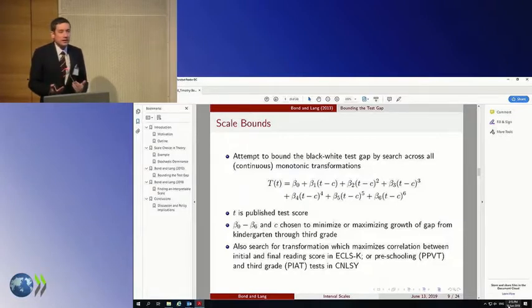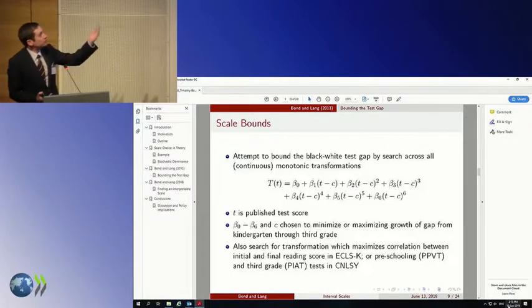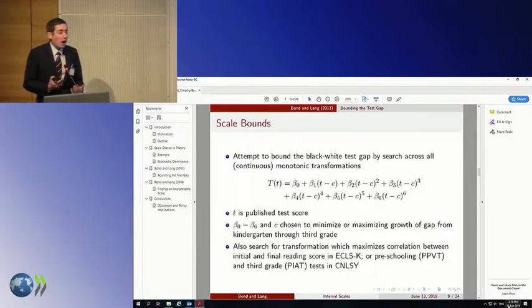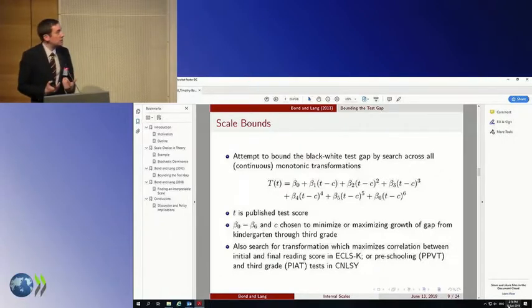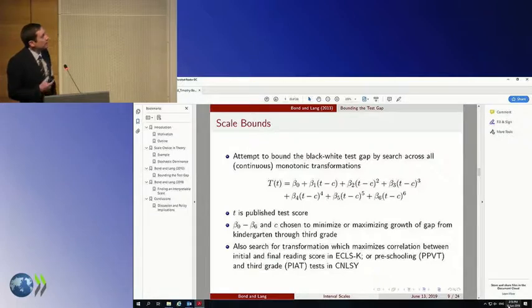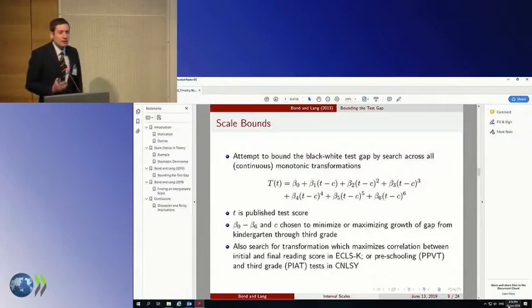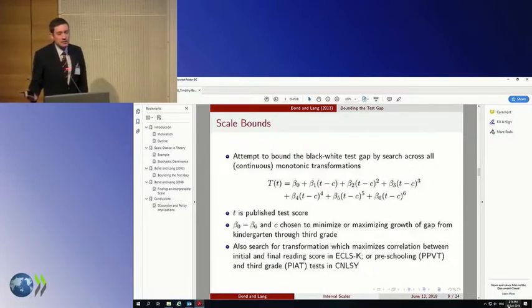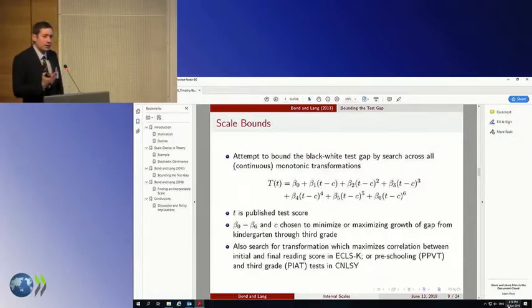So we're going to say, what's the largest possible growth in the black-white test gap from kindergarten through third grade? By searching for parameters beta naught to beta 6, what's the smallest possible the growth could be, and sort of have a boundary over what we could possibly say without imposing an assumption about what the scale should be. We also did an exercise where we tried to maximize the correlation between the initial test and the end test, which is sort of like maximizing the reliability of the test, so maximize the predictive content across tests. In the ECLSK, we're going to use the initial kindergarten test and the final third grade test. In the CNLSY, we're going to use this early age 4 test and the third grade test, the PIAAC.